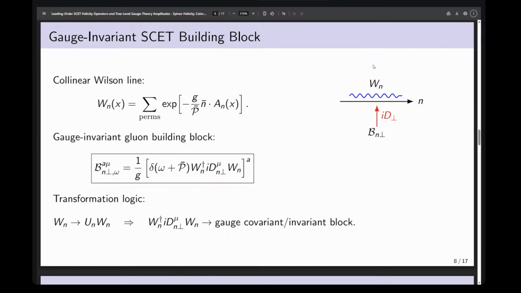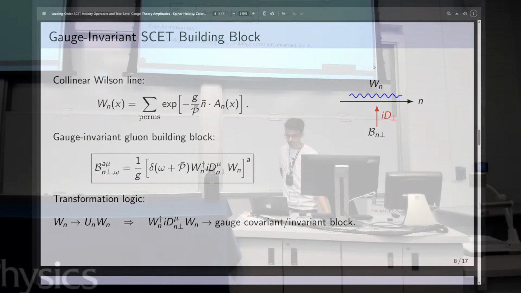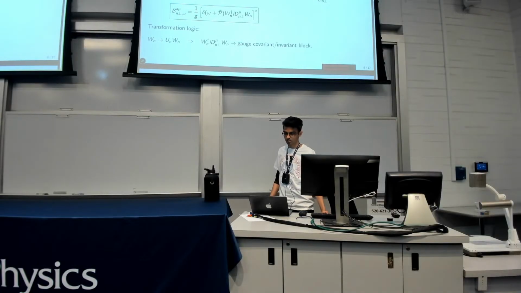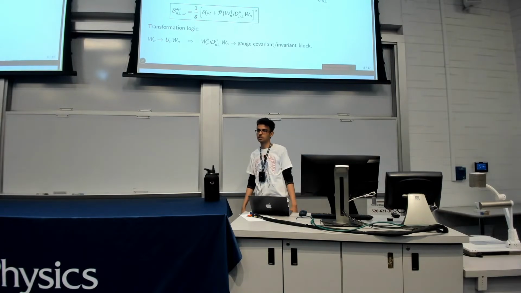Now the issue is gauge invariance. When we separate modes, we have to make sure gauge symmetry is preserved. This is why we introduce Wilson lines. Physically, a Wilson line represents the effect of infinitely many gluon emissions along a direction. Using Wilson lines, we construct a gauge invariant building block which behaves like a physical collinear gluon field. So W_n here is a Wilson line, the exponential of the gauge field that resums many gluon emissions.